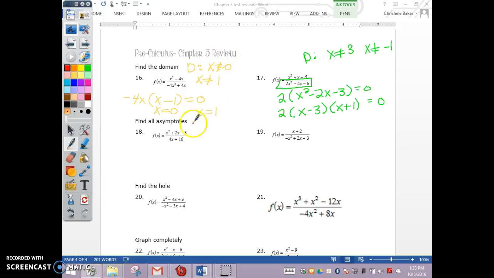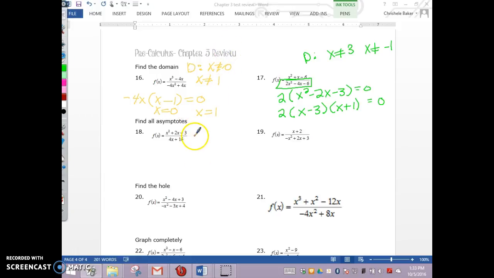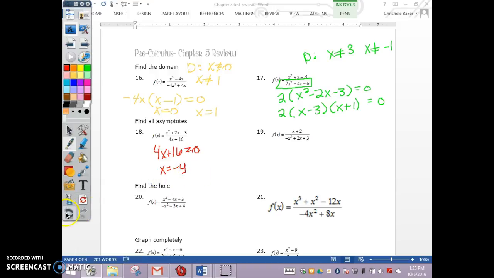Find all asymptotes. So vertical asymptotes are found the same exact way as domain. These are the vertical asymptotes. These are why we are not defined there. So if I take 4x plus 16 and set it equal to 0, I get negative 4. This would be my vertical.